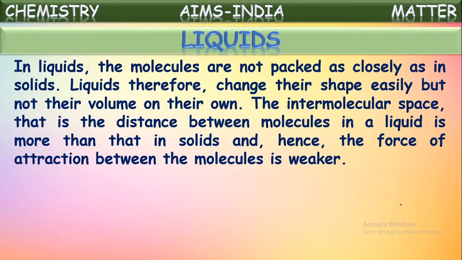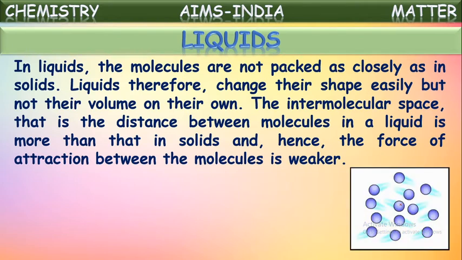In liquids, the molecules are not packed as closely as in solids. Of course, here also there are some attractions, but not as much as in solids. Liquids, therefore, change their shape easily, but not their volume on their own. Okay, the molecules are packed here also, but not as closely as in solids. That is why liquids can change their shape according to the container in which they are kept, but they cannot change their volume. So the volume of liquids is fixed, but their shape is not fixed. They do not have a definite shape.